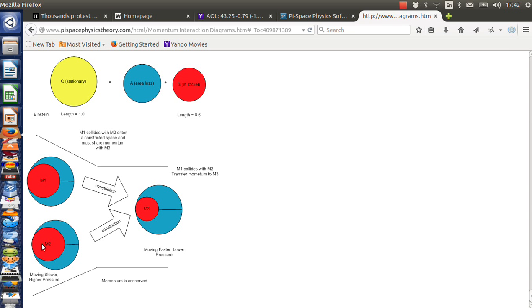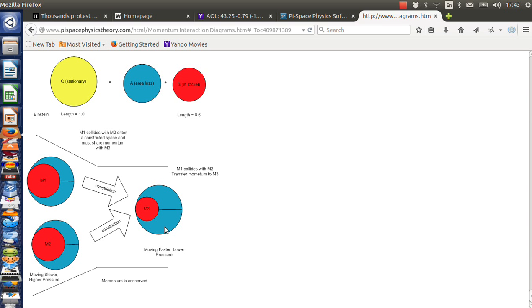Basically, what we have is a situation where these two particles have momentum. The blue area here is the momentum. The line here is the velocity line. The large pi shell is the observer. This is the area loss, which is the momentum, and this is the particle itself and the momentum. So they both have to go into this constriction, but we have to conserve momentum.